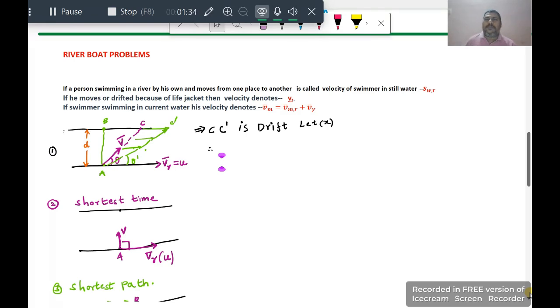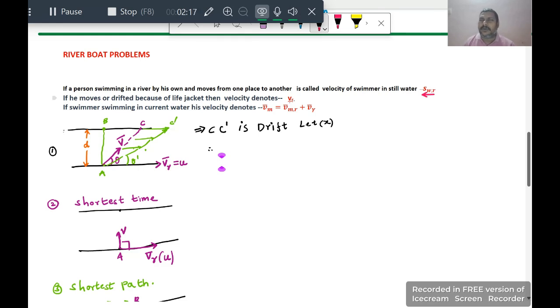here 3 points you have to remember. The 3 points are: the velocity of the swimmer with respect to still water, with respect to ground, and with respect to river. So in still water, the velocity of the swimmer with still water means the water is not having any velocity. It is a calm river. Now he is swimming with his own effort from one point to another point. That is said to be the velocity of the swimmer with respect to still water.